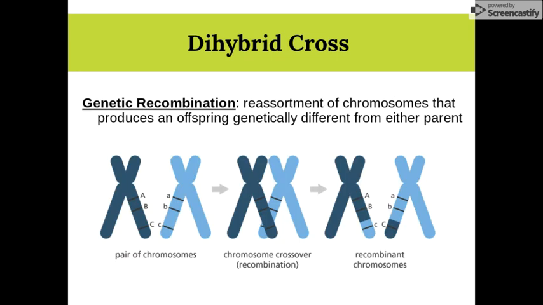Genetic recombination is also something that can create new varieties of traits, different combinations. So this happens in meiosis 1 during prophase 1 when the homologous chromosomes will actually line up and they will swap pieces. So they can swap genes. This just creates more variation in offspring. And that is everything you need to know about dihybrid crosses.